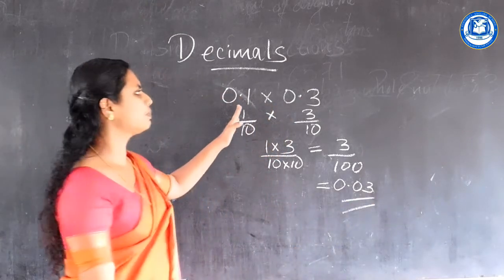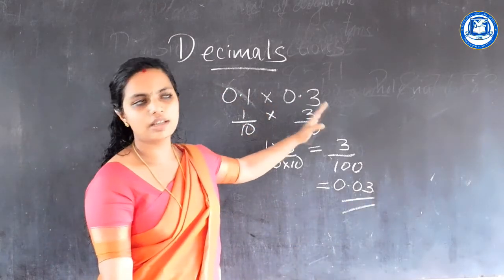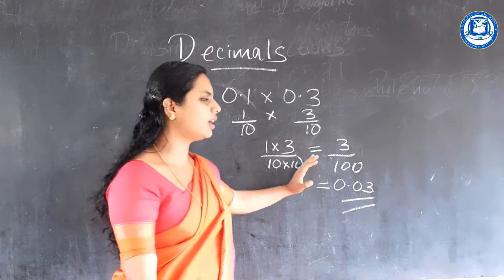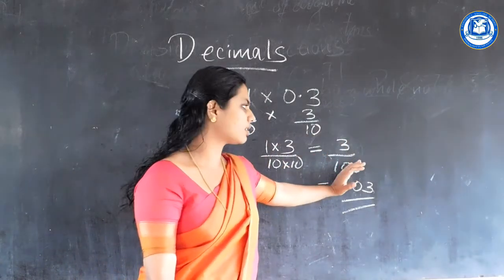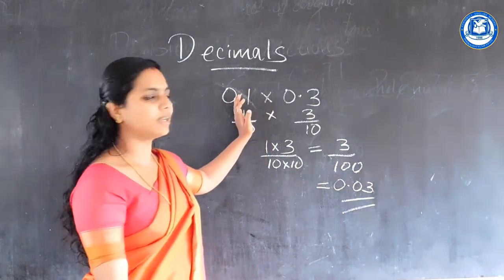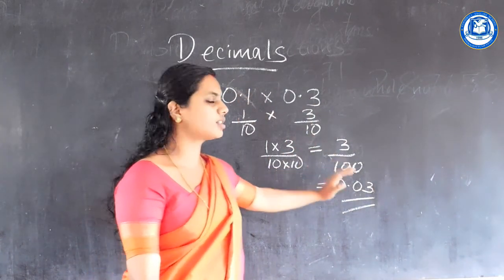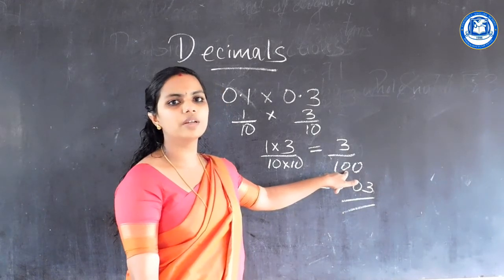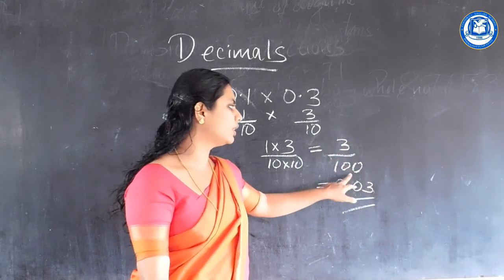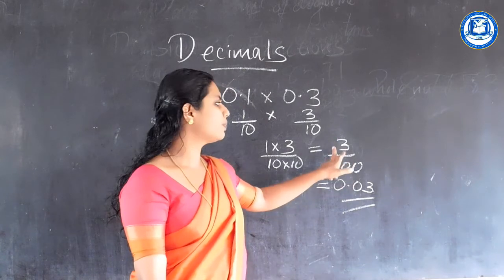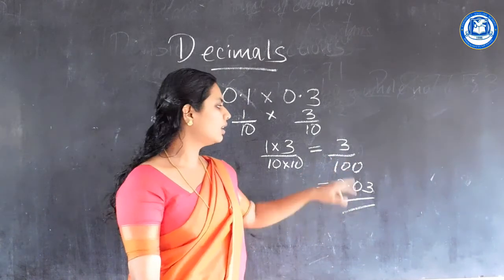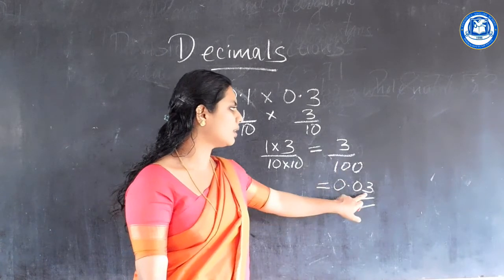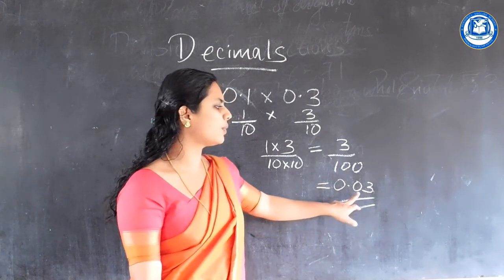So when we are multiplying two decimal numbers, first we must change them into fractions and then we must multiply. So we will get the answer in fraction, but our question is in decimal number, so we must change that fraction into a decimal number. If the denominator is 10, after the point there must be only one number. And if the denominator is 100, after the point there must be two numbers. Here the denominator is 100, so after the point there must be two numbers. So our answer is 0.03.